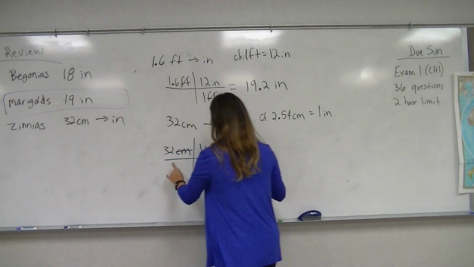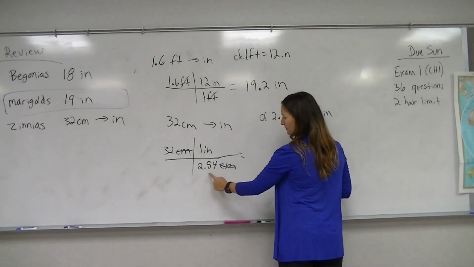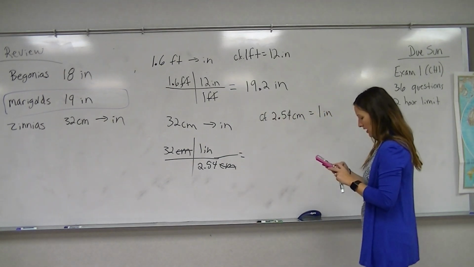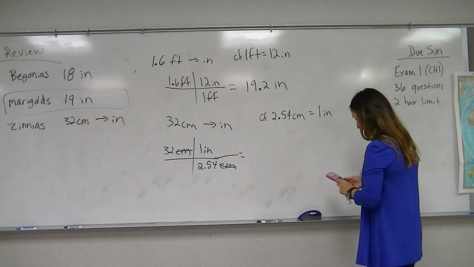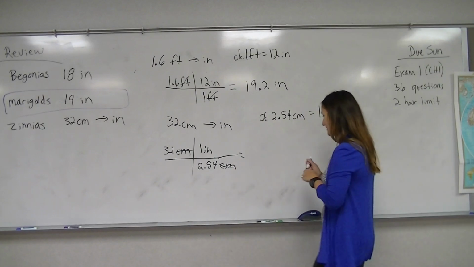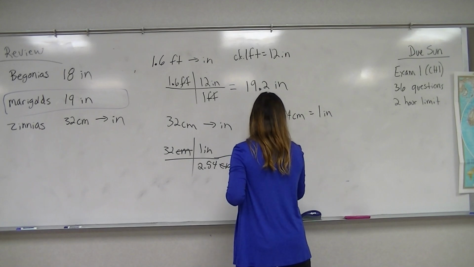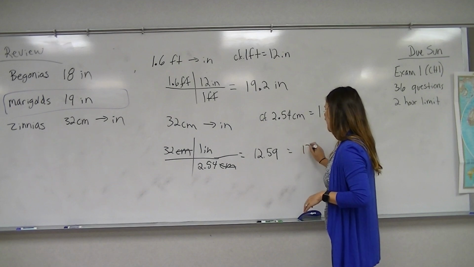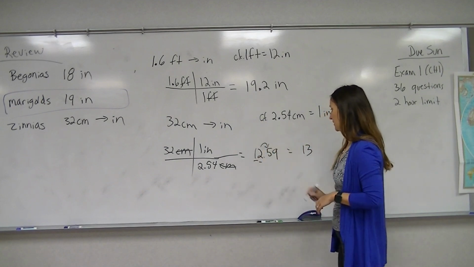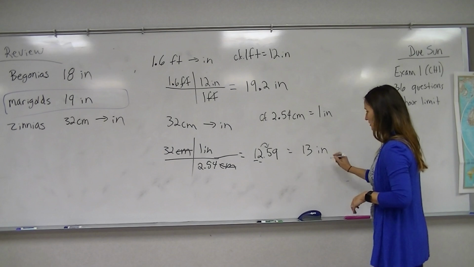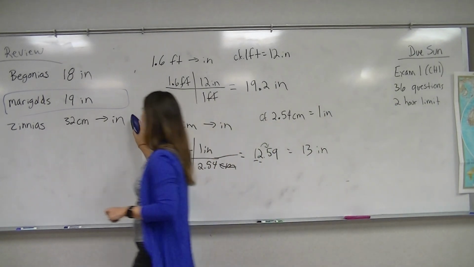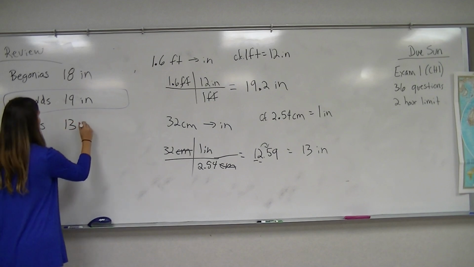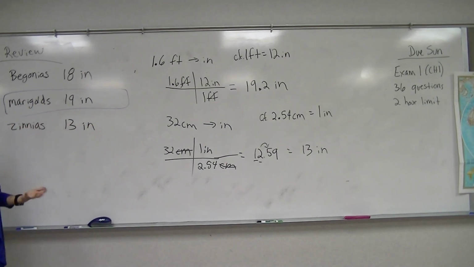In this case, we're dividing, right? 32 times 1 divided by 2.54. So let's see, 32 divided by 2.54, and I get 12.6 or 12.59, which would round up, if I was doing sig figs, up to 13, because I would need 2 sig figs. This is inches. So going back over here, my zinnias in inches are 13.